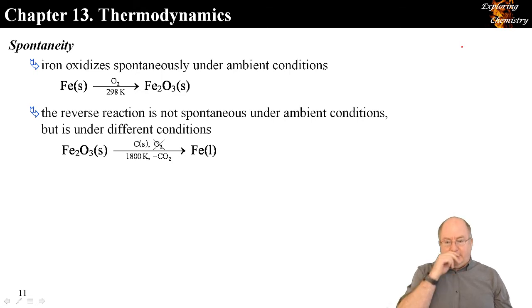The temperature is to address the kinetic problem. The kinetic barrier is high, so increasing the temperature makes this reaction occur on a reasonable timescale.